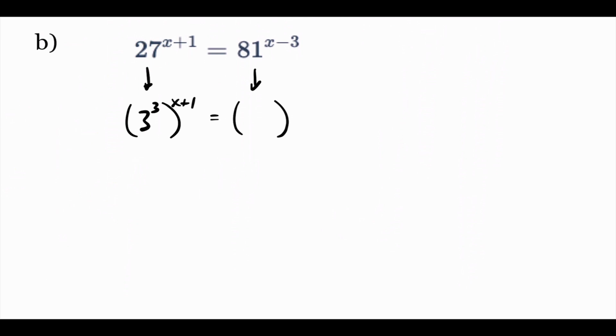Can I rewrite 81 with a base of 3? Yeah. 3 to the 4th power is the same as 81. They're still the same number. I just rewrote them with powers instead of just 27 and 81. Okay, they've got the same base. Distribute the exponents. 3 to the 3x plus 3 equals 3 to the 4x minus 12.